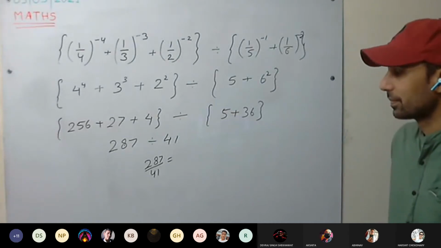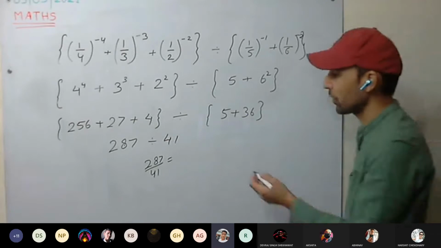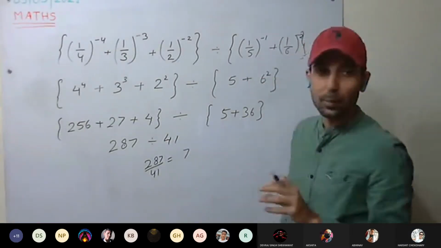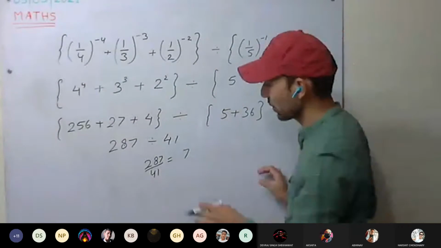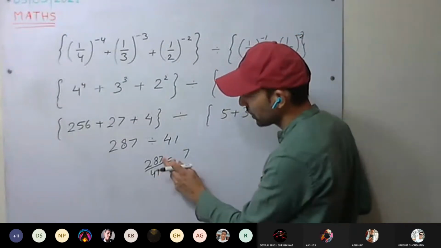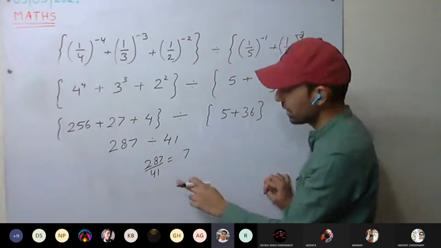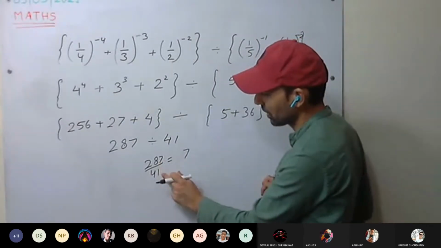Yes, sir. By what? 7 times. See here, mainly there is one trick as well. We can check as well. So by what should we multiply 1? So we get 7. Now check the whole number with 7.